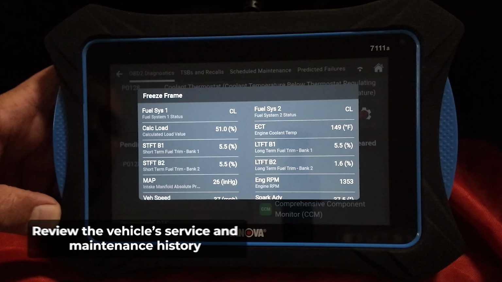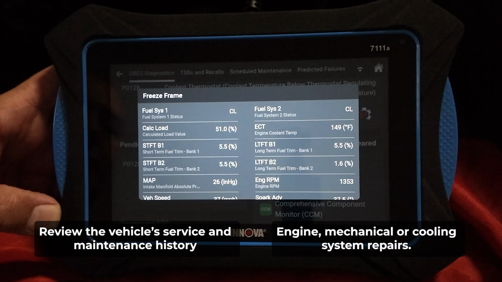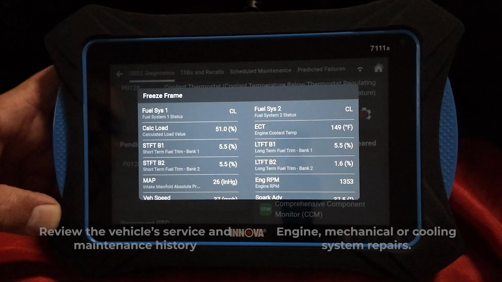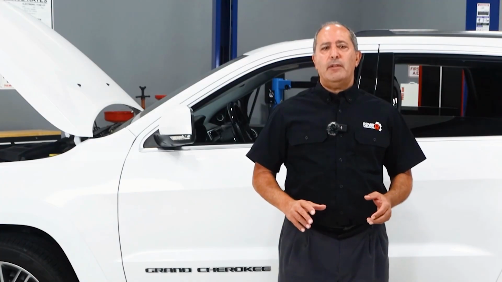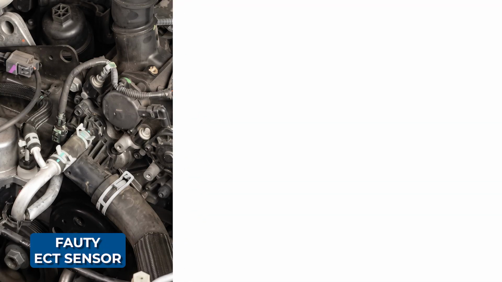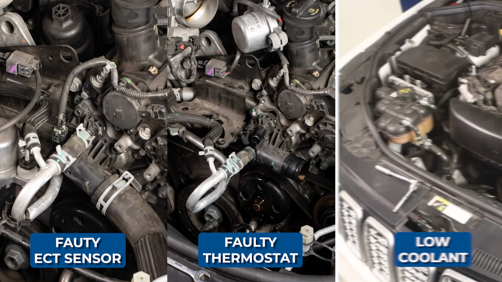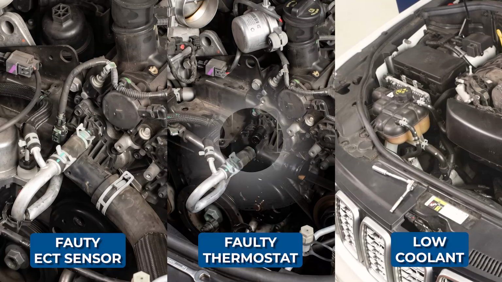Next, review the vehicle's service and maintenance history. This includes any work that's been done recently, like engine mechanical or cooling system repairs. When diagnosing a P0128, it's important to also consider what might have caused the cooling system to run cooler than specified. Look for any of the following: faulty ECT sensor, faulty thermostat, low coolant level. By combining the scan tool results, freeze frame data, repair history, and root causes, you'll have a better understanding of the failure.